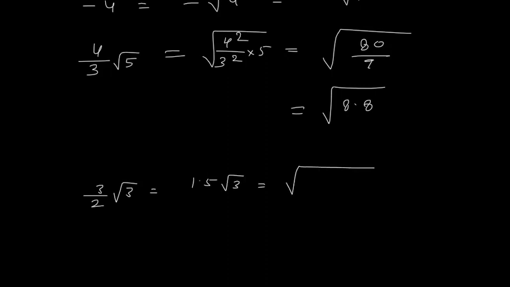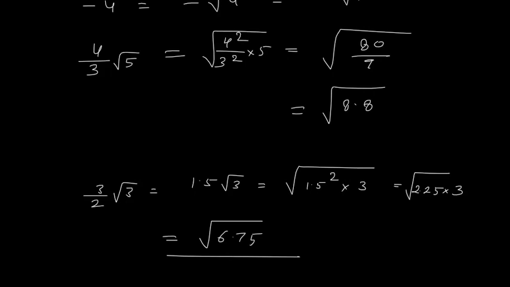So this is 1.5 square into 3. Now 1.5 square is 2.25 into 3. This is equal to square root of 2.25 into 3. 3 5s are 15, 1 carry, 3 twos are 6, 7, and 3 twos are 6, so 6.75.